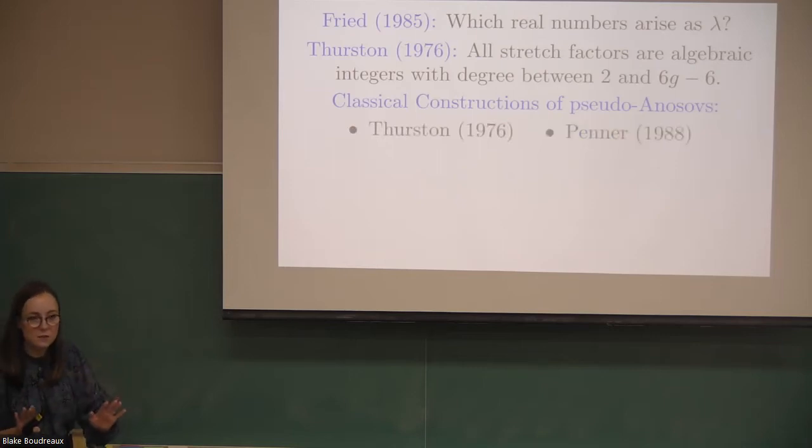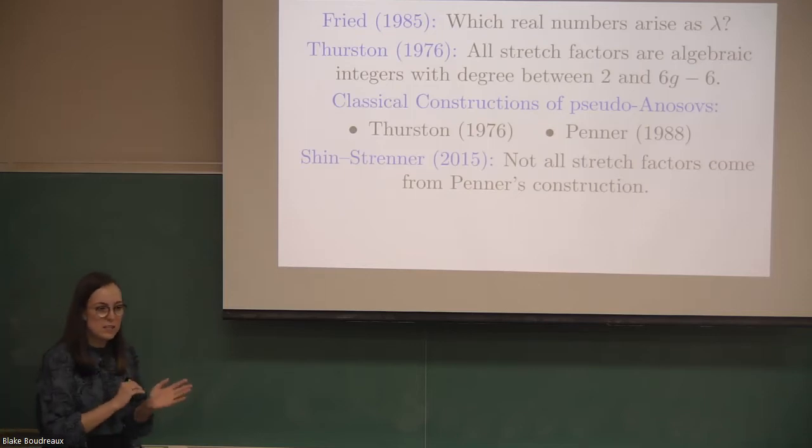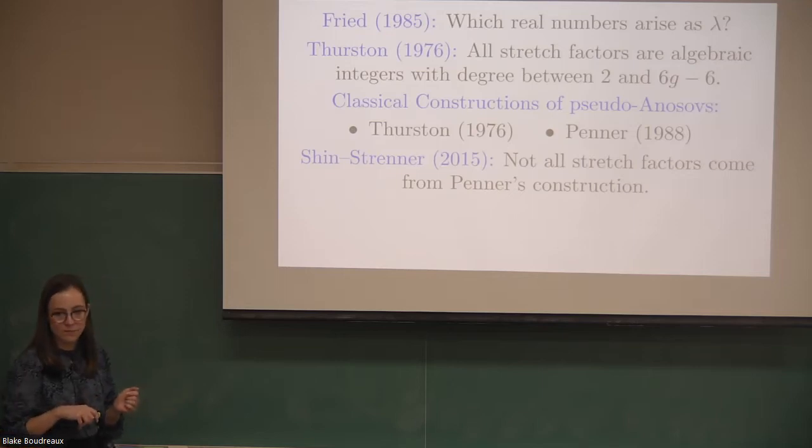I'm not going to define these for you, but an important conjecture that came up in this work is that Penner conjectured that every single pseudo-Anosov map up to a sufficiently high power should come from his construction. So that means that all stretch factors would arise as a pseudo-Anosov mapping class from Penner's construction. Work of Shin and Strenner was able to show that not all stretch factors are able to come from Penner's construction. And what they did is they studied the algebraic properties of the maps from Penner, and they constructed some pseudo-Anosovs that could not have those properties.